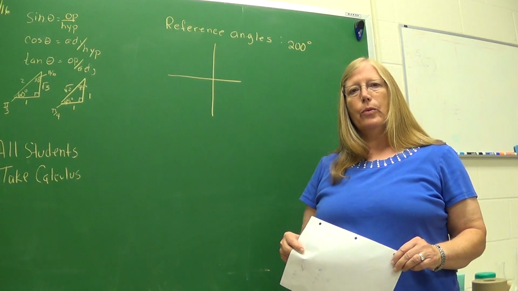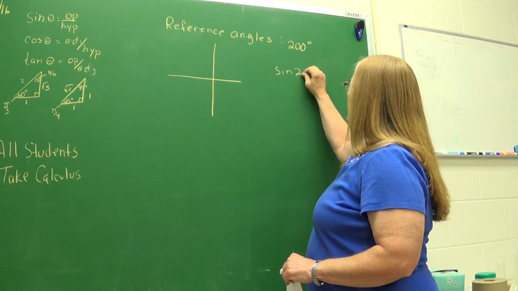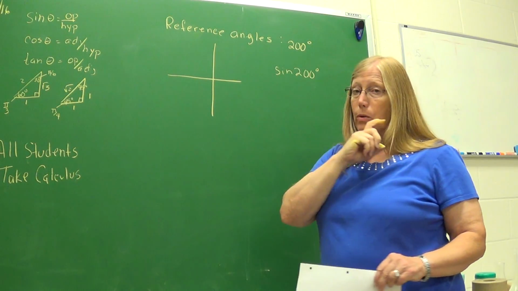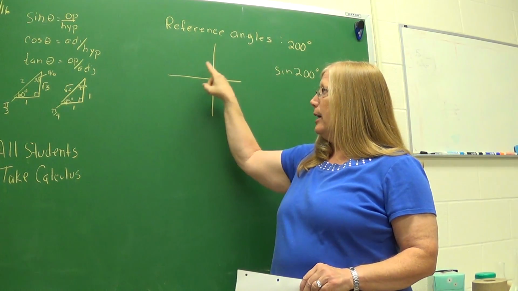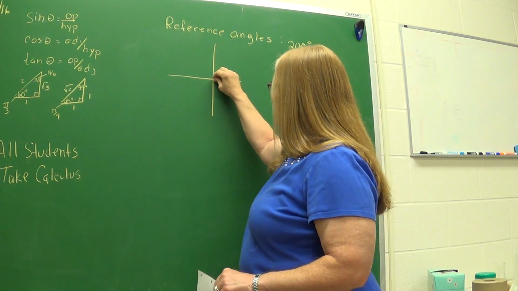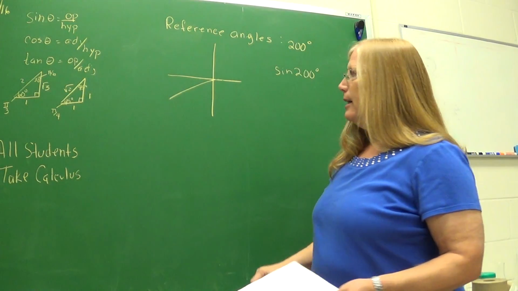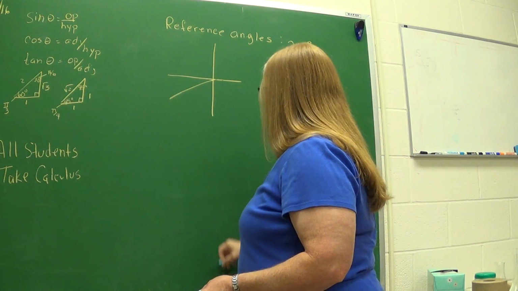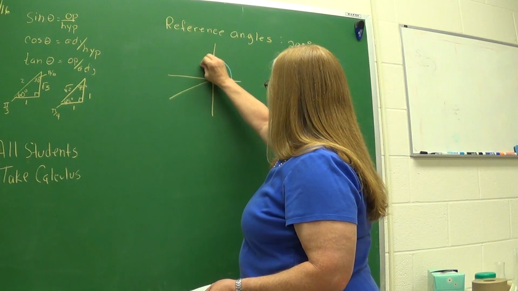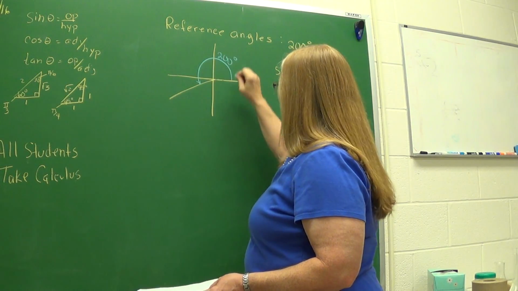I'm going to want to know the sine of 200 degrees. So I have to know what quadrant I'm in. So 0, 90, 180, 270, so it must be in here. So I'm going to draw the hypotenuse, the terminal side of my 200 degree angle. So it starts here and ends here. I'm going to mark it as 200 degrees.